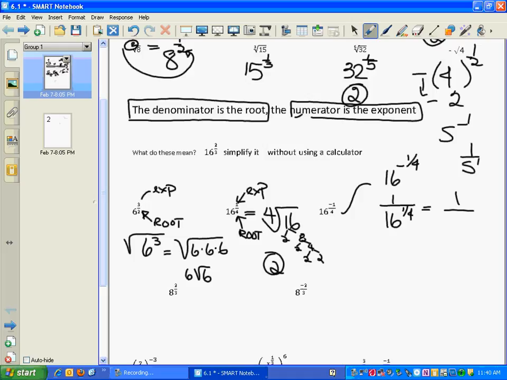Now we work it the way we did before. This is 1 over the 4th root of 16, which is 1/2. And we know it's 1/2 because we know from the previous problem that the 4th root of 16 was 2. Very different.